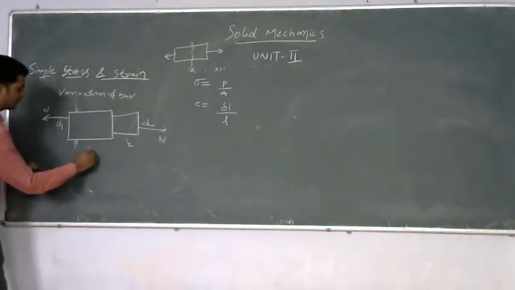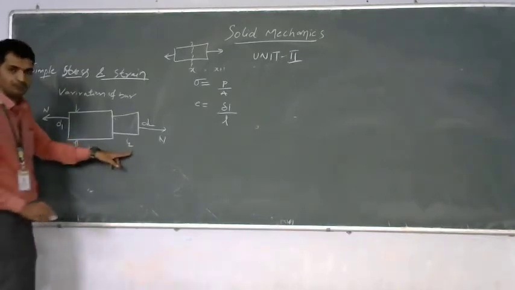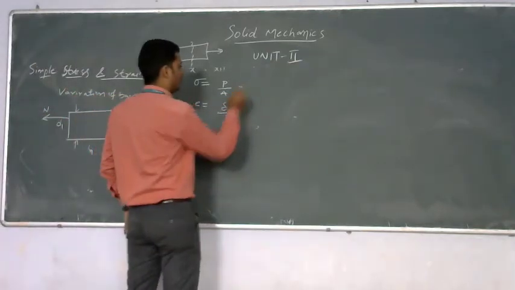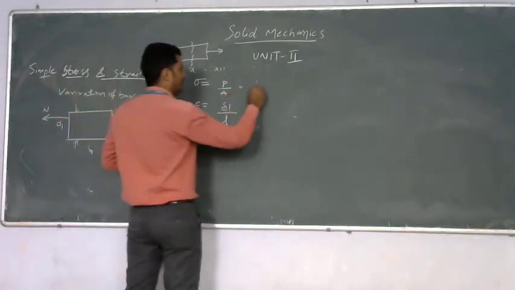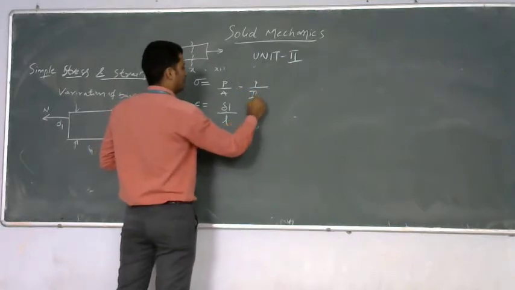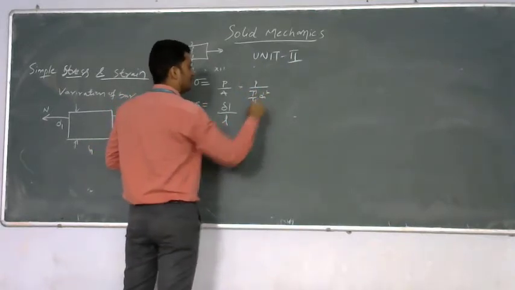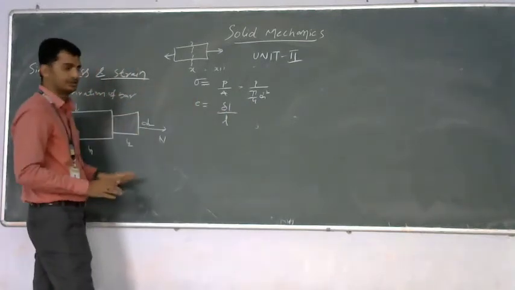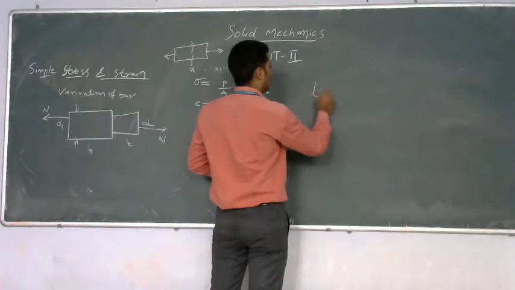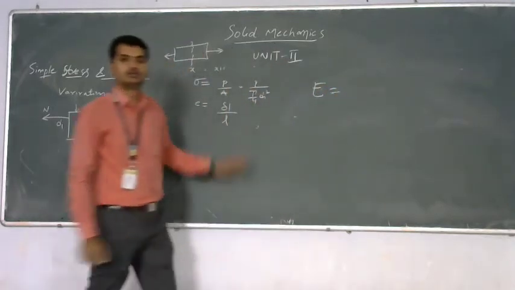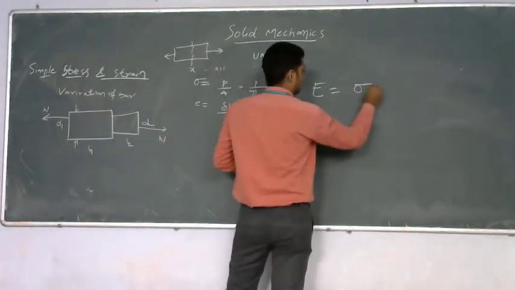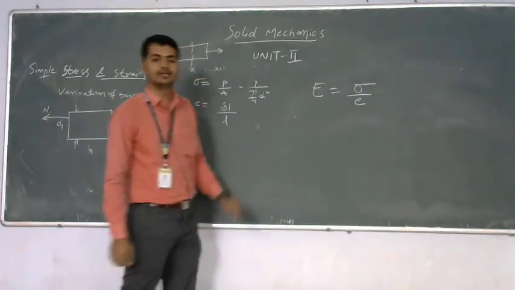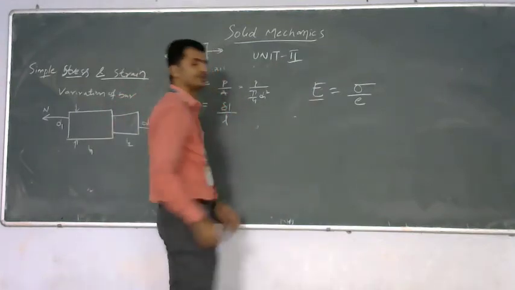One is we need to consider the lengths L1, L2 and diameters D1, D2. We know the formula for load: load is P, and area is pi by 4 D square, D1 square, and the change in length. This is a relation. By using this relation, we already know Hooke's law. Hooke's law states that stress is directly proportional to strain. This E represents Young's modulus.